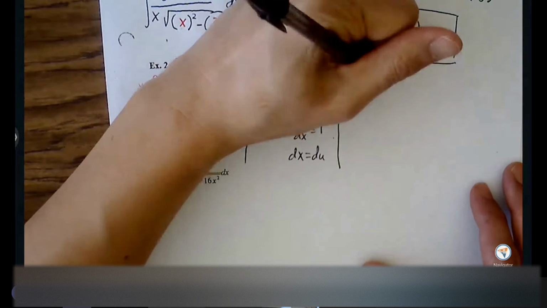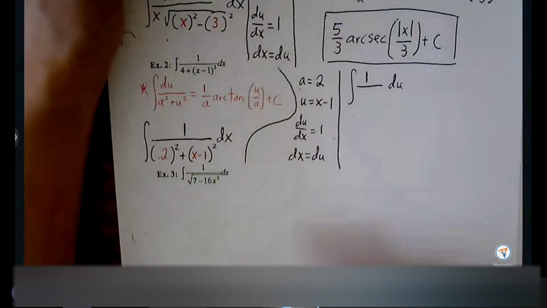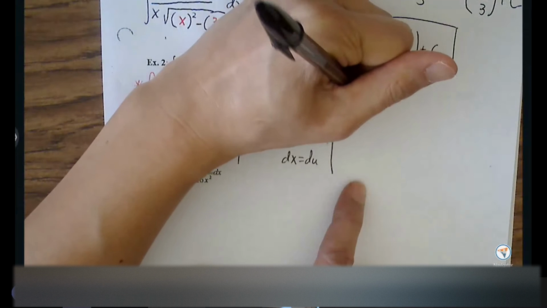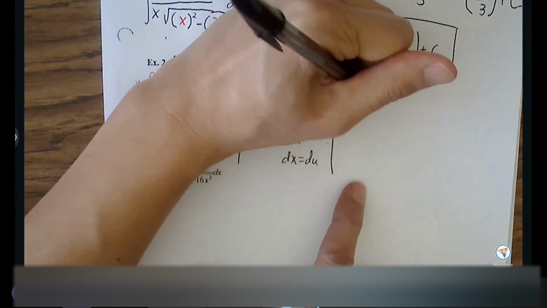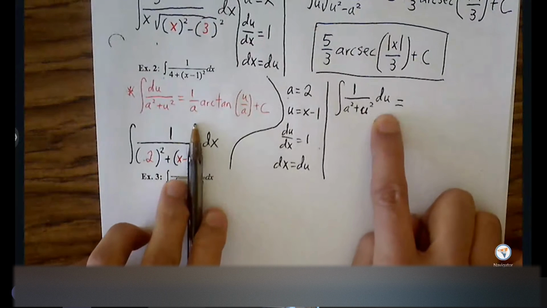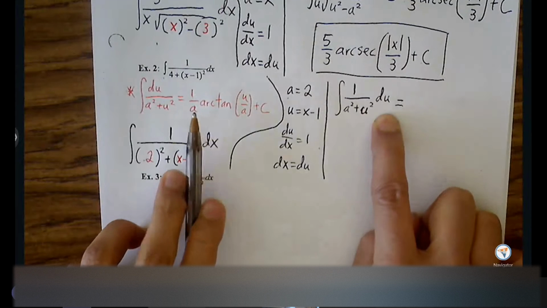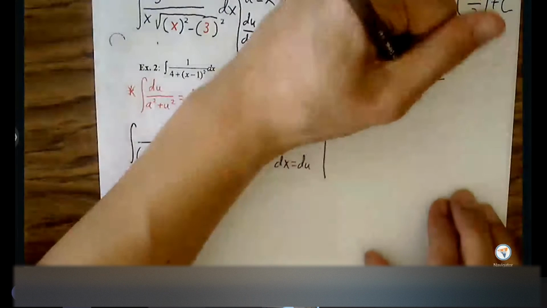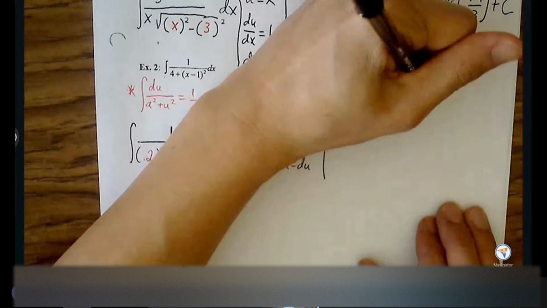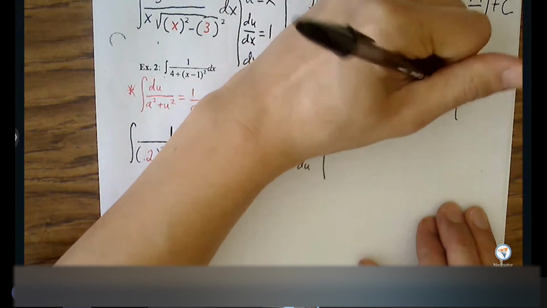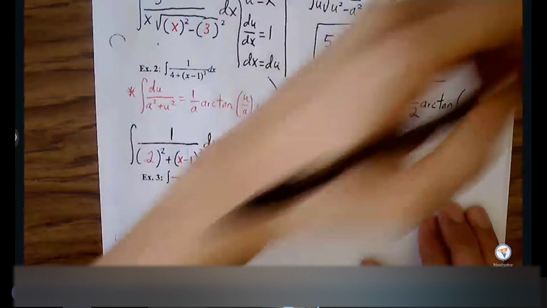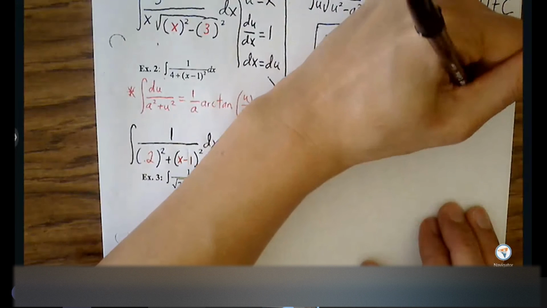Okay, 1 in the numerator, dx becomes du. a squared plus u squared. So looks like I'm matching up perfectly with my rule, but there's no coefficient to keep track of. So I'm just going to jump directly into my rule. Okay. 1 over a, arctangent, u over a, plus c.